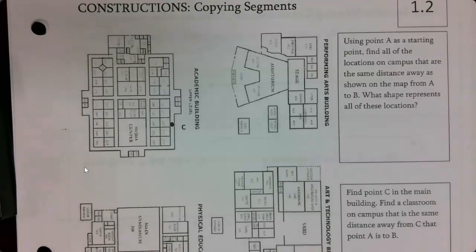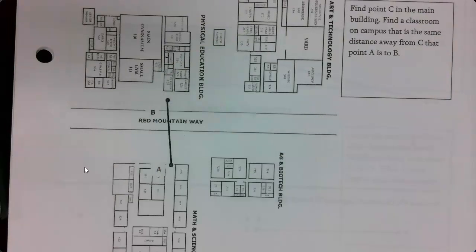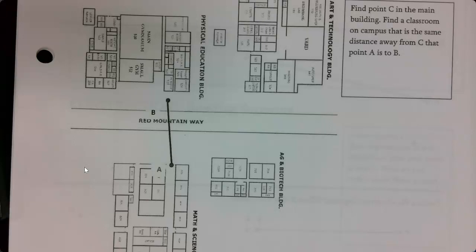So, this says using point A as a starting point, find all the locations on campus that are the same distance away. Shown on the map from A to B, what shape represents all these locations? So that's lower on the page. So I have A to B right here. What I want to do is find all of those spaces that are the same distance.